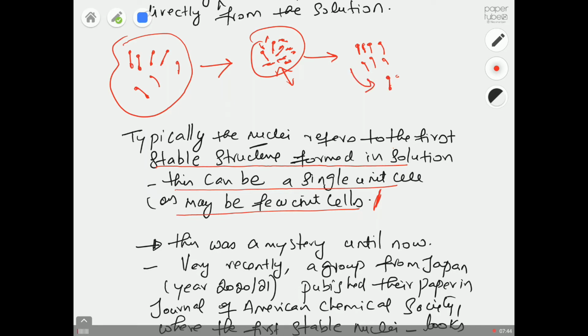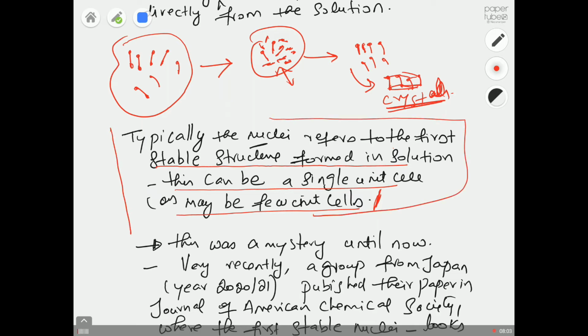If it's a cubic crystal, it will settle something like this. So that will be your first unit cell. And what I mean by this statement is the first stable nuclei. A nucleus is a stable compound. It won't dissolve back. It will exist in solution in a crystalline form, or if you want you can generally call it a solid. And what I state is that the first stable material that we observe in the solution can be just this one unit cell, or it can be more than one unit cell.